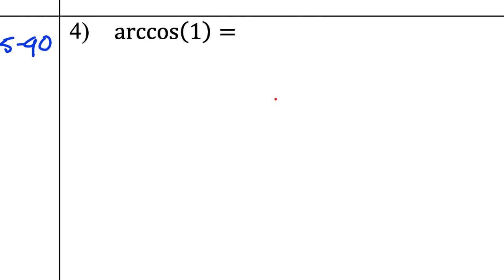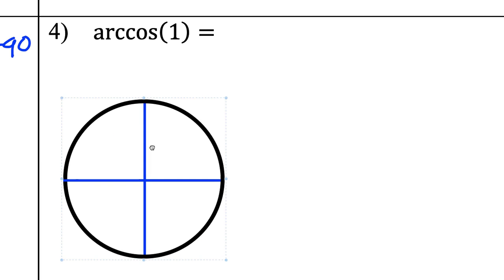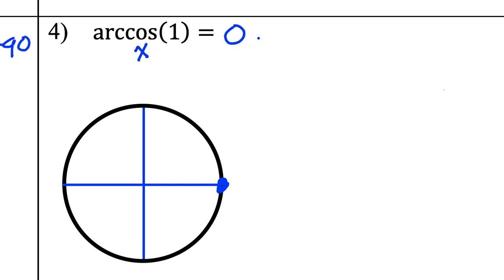4, arc cosine of 1. Again, draw your unit circle. Arc cosine, cosine is talking about the x-coordinate. Where do I have an x-coordinate of 1? Only right here. Oh, that's just 0. Or I guess I could say 2 pi as well. Done.